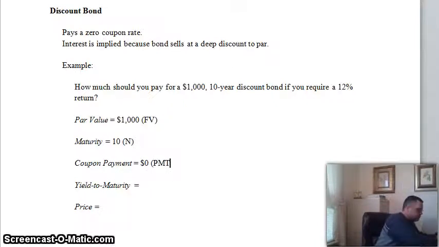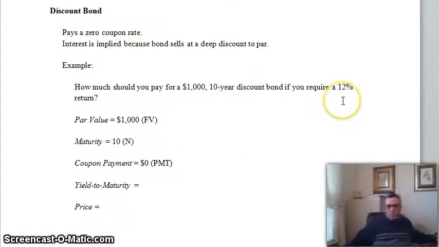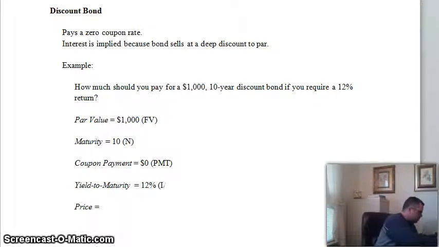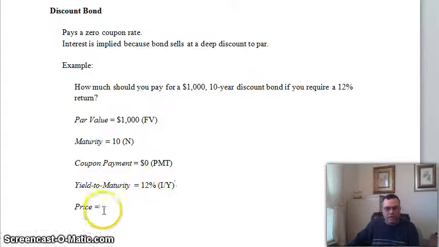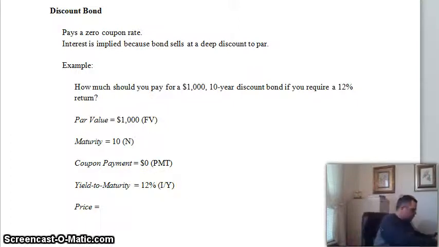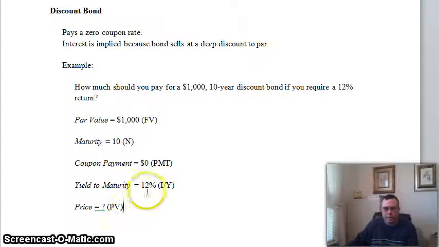Your payment in terms of time value money. Your yield to maturity is the interest rate you're actually going to earn on the bond, which is 12%, and that is your I/Y. And then lastly, price is what you're looking for, so we'll put a question mark there. And then what is that in terms of time value money? That's your present value. And so we've got our 5 gray buttons. They match up with our key components of a bond.